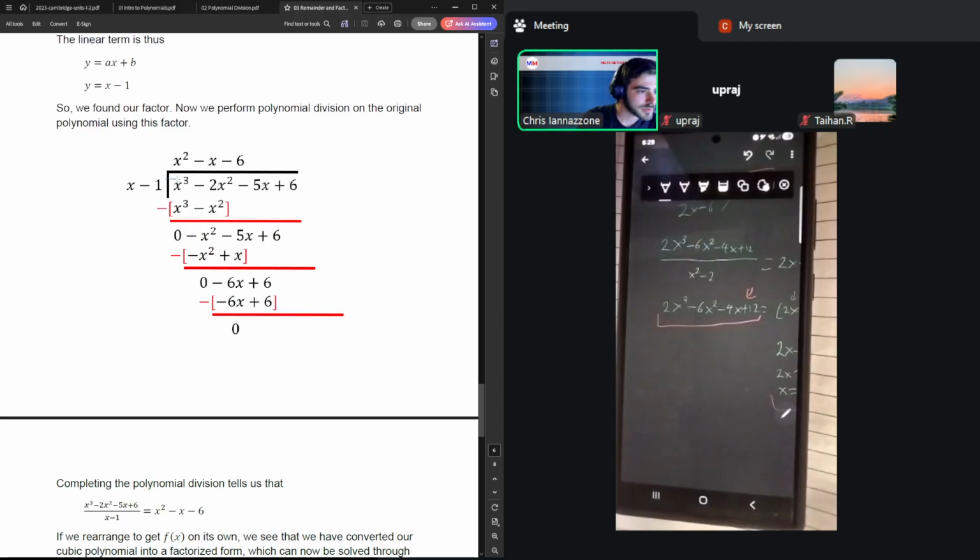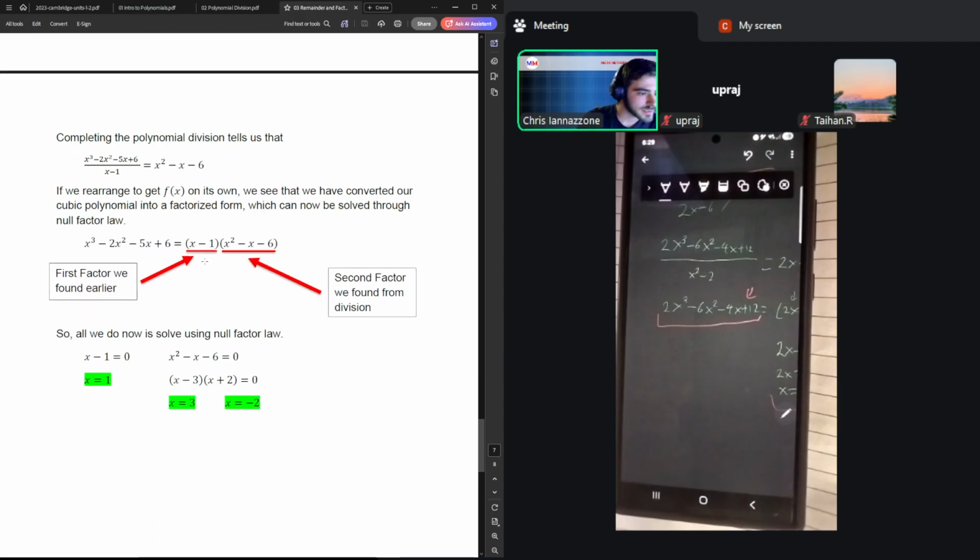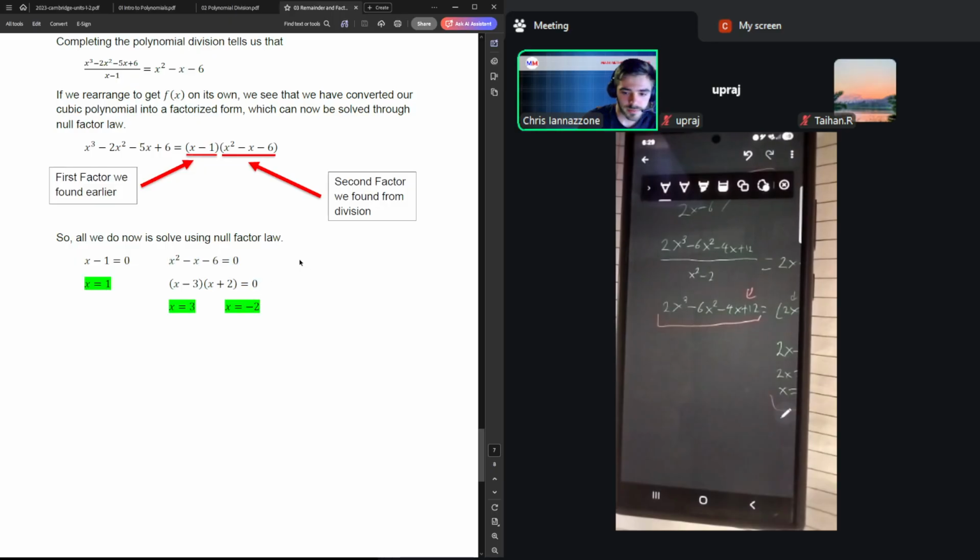And to prove it, you could chuck that through the whole polynomial division. If you get a 0, you're happy. You have the factor here, you have the factor here, expand it out to the other side, and then null factor all.